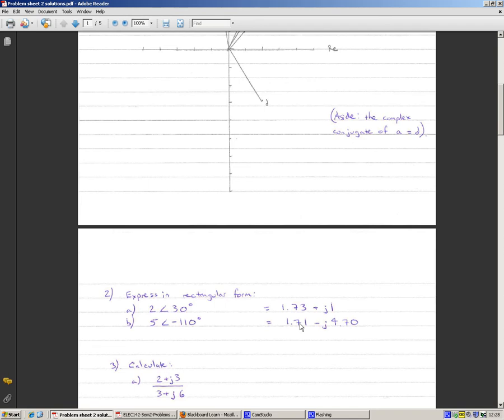Just getting you familiar with the process of conversion, because when we do more complicated circuit problems, we're going to have to convert very easily between these 2 forms. The reason we want to do this is because generally it's a lot easier to add and subtract in rectangular form, which is this form over here, and it's easier to multiply and divide in polar form, which is this form over here. So that's why we're having all this practice.